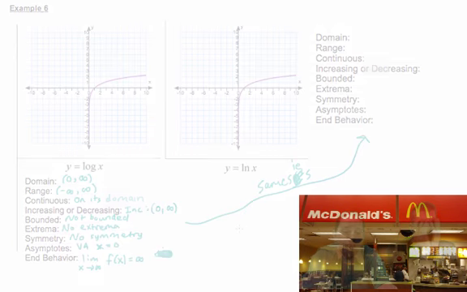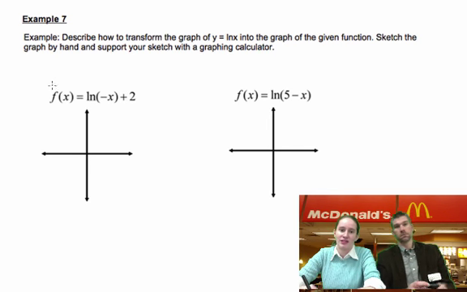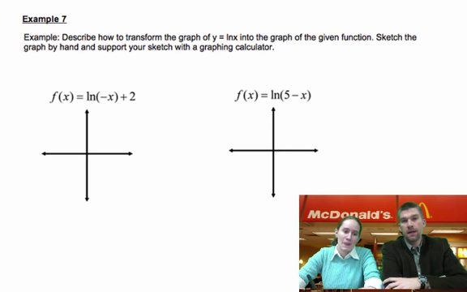What are we doing today? All right, describe how to transform the graph of y equals ln of x into the graph of the given function. Sketch the graph by hand and support your sketch with a graphing calculator. And all of the rules that we're going to follow for these are the same rules that we've followed every single time we've graphed a function.